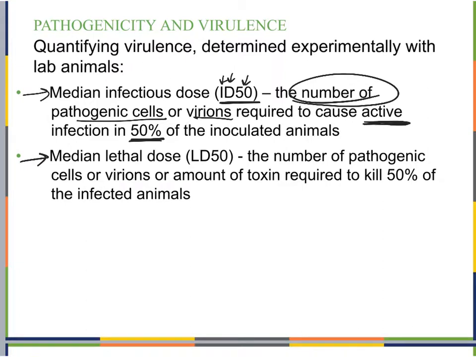The second one is median lethal dose, LD50, lethal dose, median 50. This is the number of pathogenic cells or virions, or amount of a toxin, that's required to kill 50% of the infected animals. As the name implies, it's a lethal dose, meaning death. So again, we have a number of pathogenic cells or virions that are required to kill 50% of the infected animals.